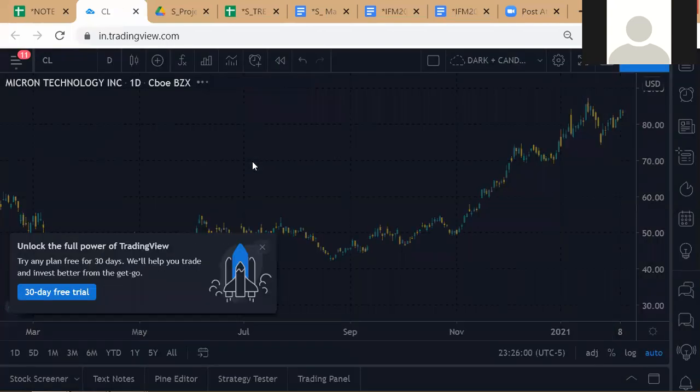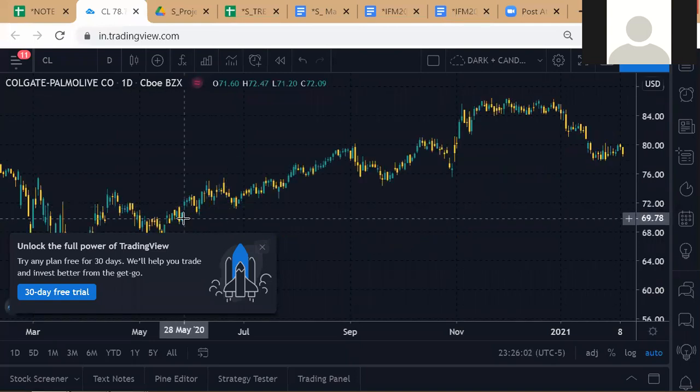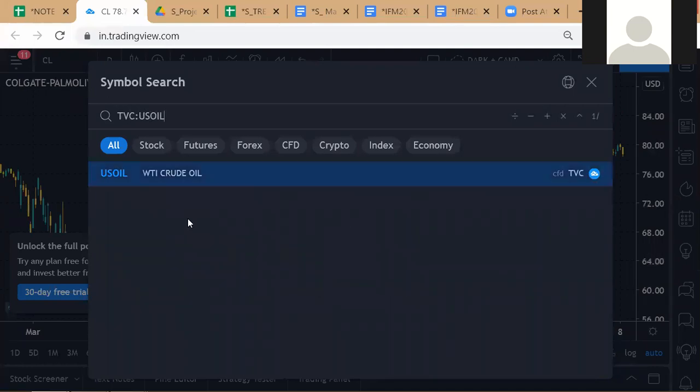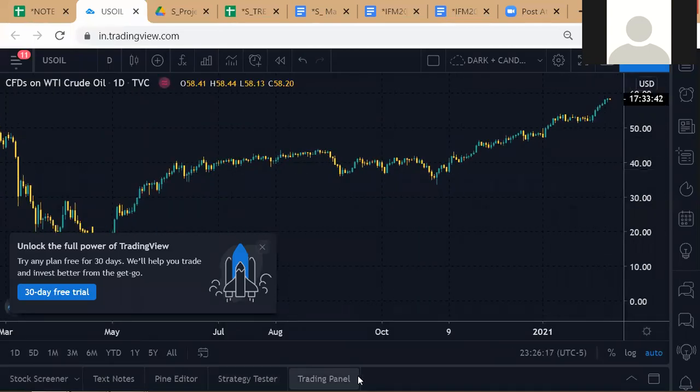I think we have already done this. Okay, CL is not going to give us what we need. CL will give us corporate Colgate Palmolive, but let's look at US oil. So I think this is fine. We don't need this illustration actually, because everybody understands.